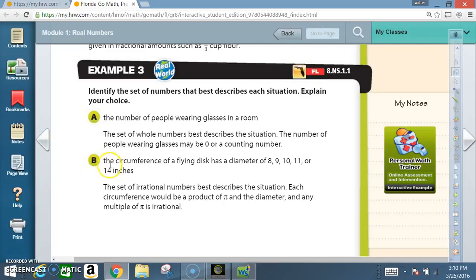All right, B. The circumference of a flying disc has a diameter of 8, 9, 10, 11, or 14 inches. The set of irrational numbers best describes this situation. Each circumference will be a product of pi and the diameter, and any multiple of pi is irrational. So remember that now, any multiple of pi would be irrational. So in other words, if you multiply a number by pi, it would make that number irrational because pi itself is irrational.